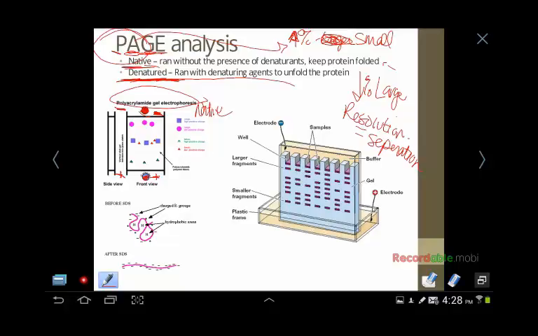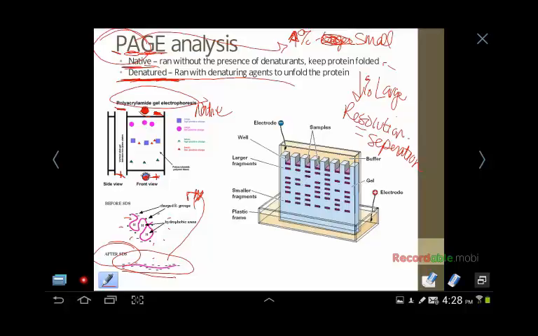Now we can overcome the charge of the molecule by adding a molecule called SDS. What SDS does is it comes in and surrounds the protein, and it can unfold the protein to give the protein an overall negative charge. And since the ratio of the size to the charge will be the same, now all the proteins in the gel will separate merely on size instead of having to deal with the size and charge ratio.